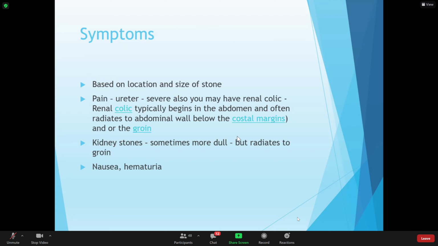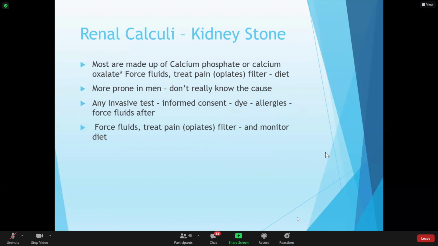So understand what renal colic means. It's typically the pain that the patient gets when they have a kidney stone. And how would you describe that pain? Typically begins in the stomach, may radiate to the back, right underneath that last rib in the back, or it might be on their flank area or into their groin.